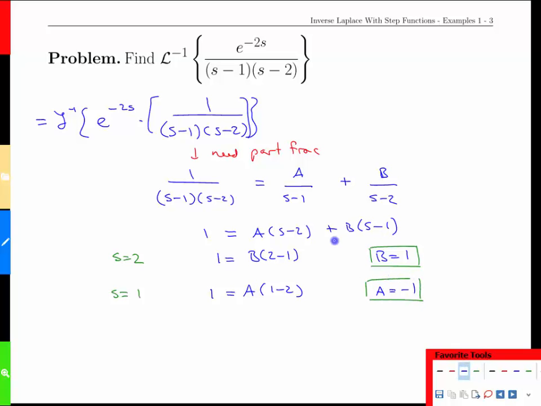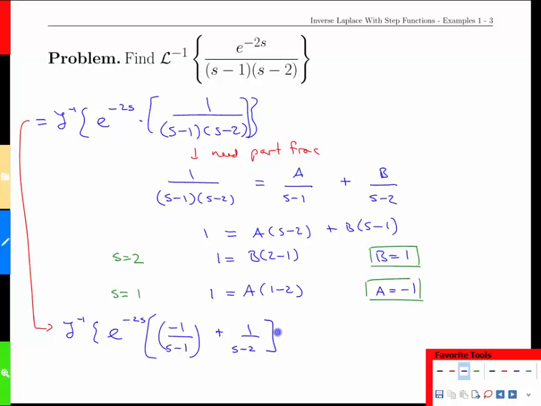Now, how does that help us? Well, if we go back to the original inverse Laplace transform, we're still trying to do that. We're now doing it for e to the negative 2s times the decomposed version of this, a over s minus 1. And what we're going to do is expand this out. Actually, let's do this in stages. So literally this partial fraction decomposition gives us that sum of rational functions.